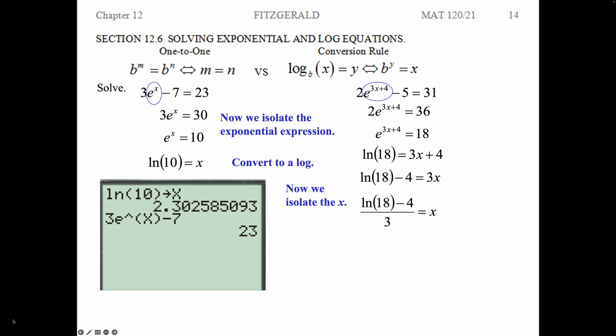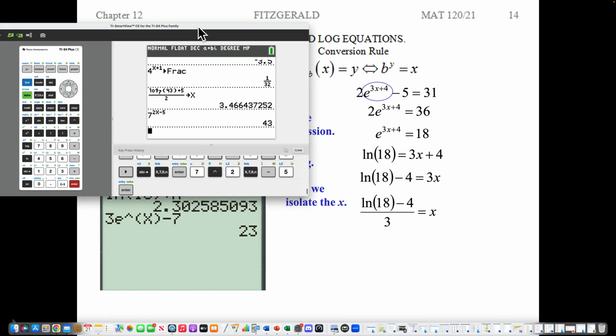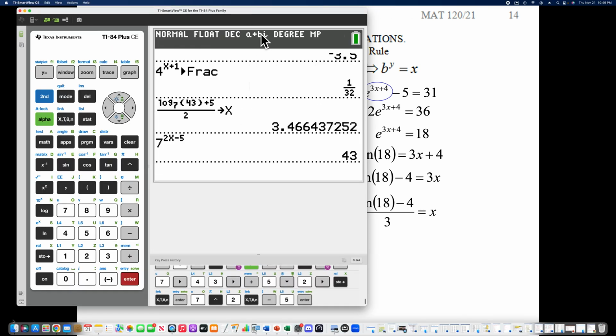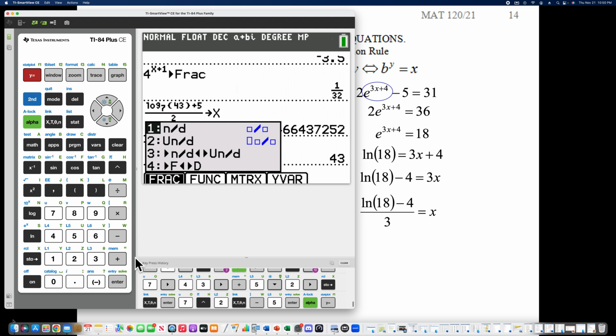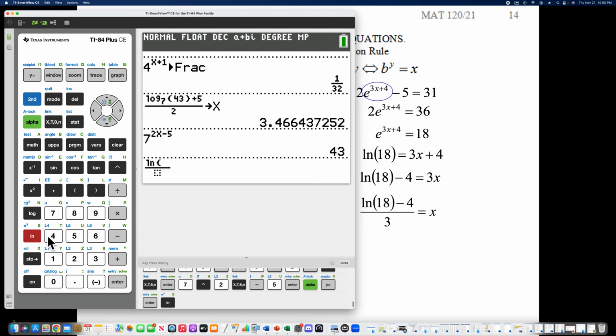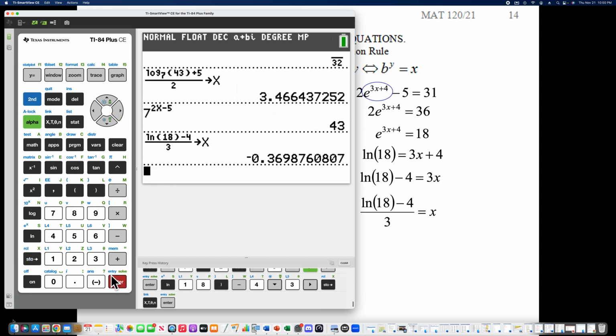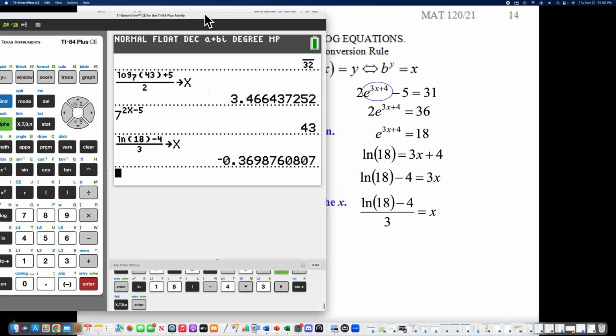So again, if you want to check it with your calculator, good idea here. Let's see, alpha y equals fraction natural log of 18. Close the parentheses, minus 4. On the bottom is a 3. Over to the right, store it for x. There's my decimal answer.